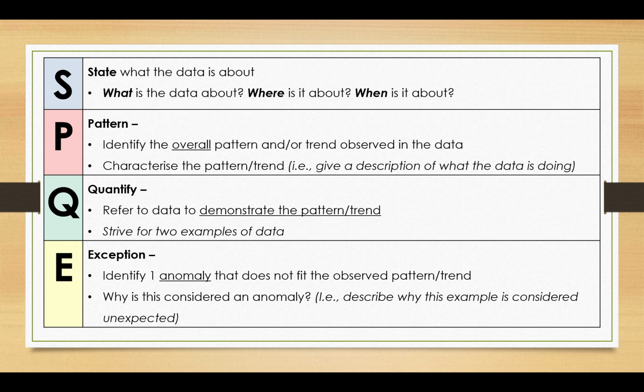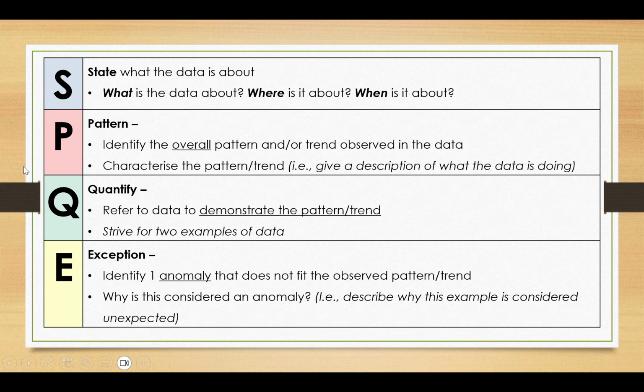To quantify means that you are then referring to the data to actually demonstrate that pattern or trend. Point to the evidence to show me that that is the pattern or trend. And it's really good if you can refer to 2 examples of data to strengthen it. It basically provides more evidence.